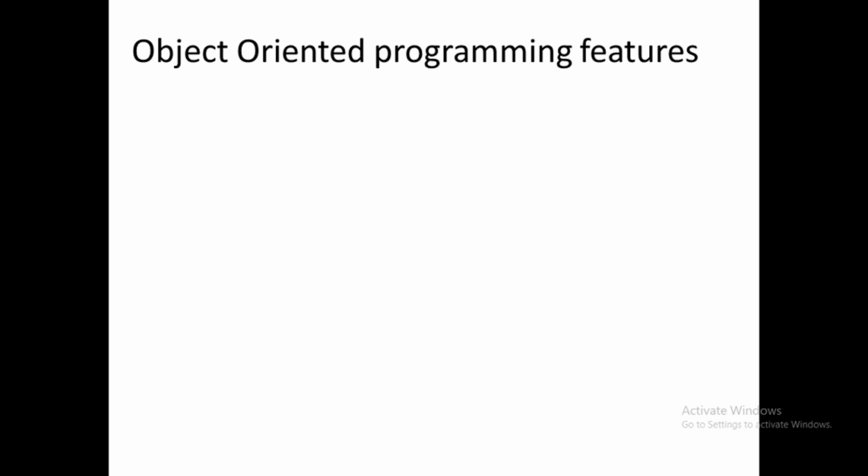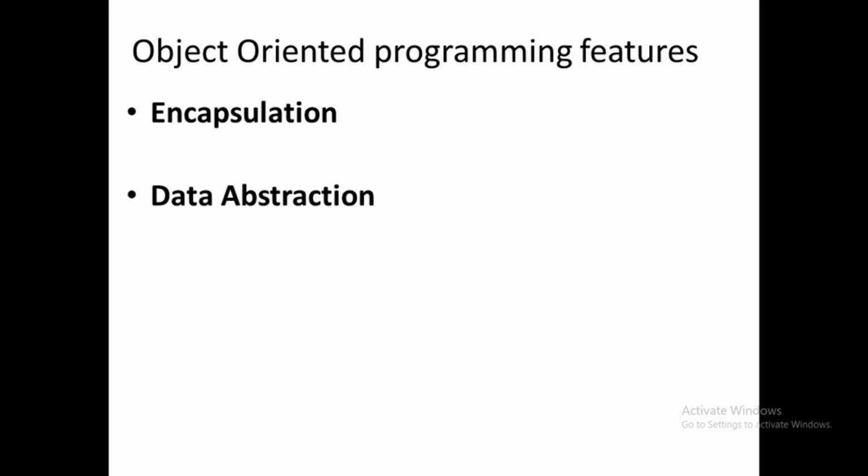Now object oriented programming features. As we have discussed earlier, there are 4 features. These 4 features must be there in an object oriented programming language. These are encapsulation, data abstraction, polymorphism, and the last is inheritance. So let's see all these features one by one. The first one, encapsulation.